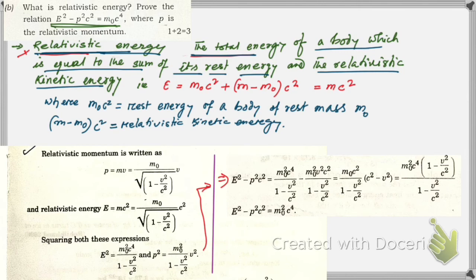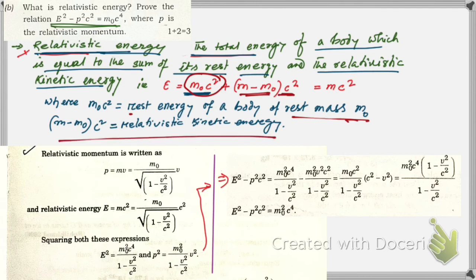So here you can see two terms, m naught c square, where m naught is the rest mass, and m minus m naught c square, which gives you the relativistic kinetic energy. The sum of these two gives the total energy E, and if you simplify this result, you will get mc square. So this is nothing but the relativistic energy.